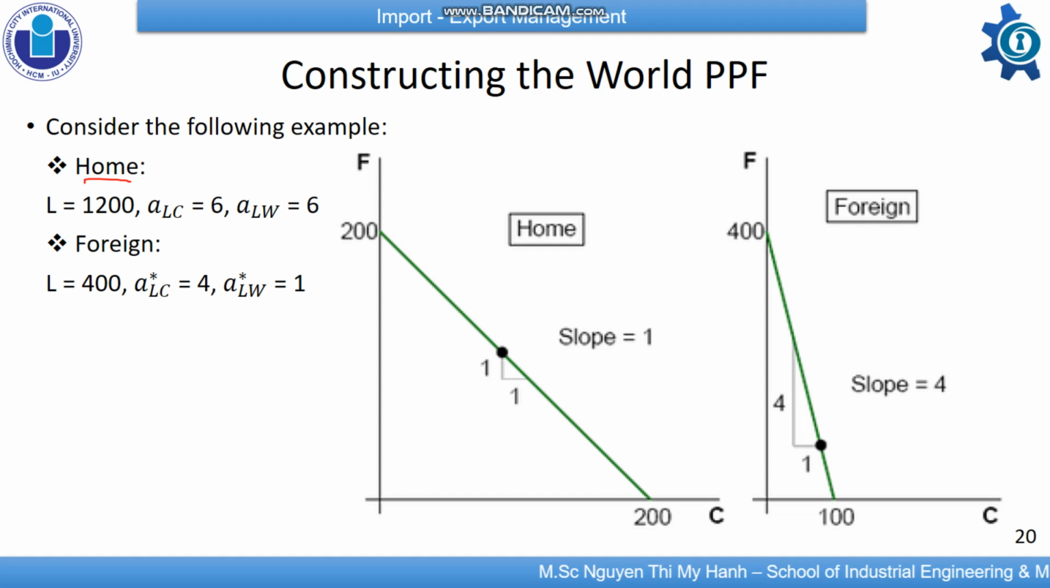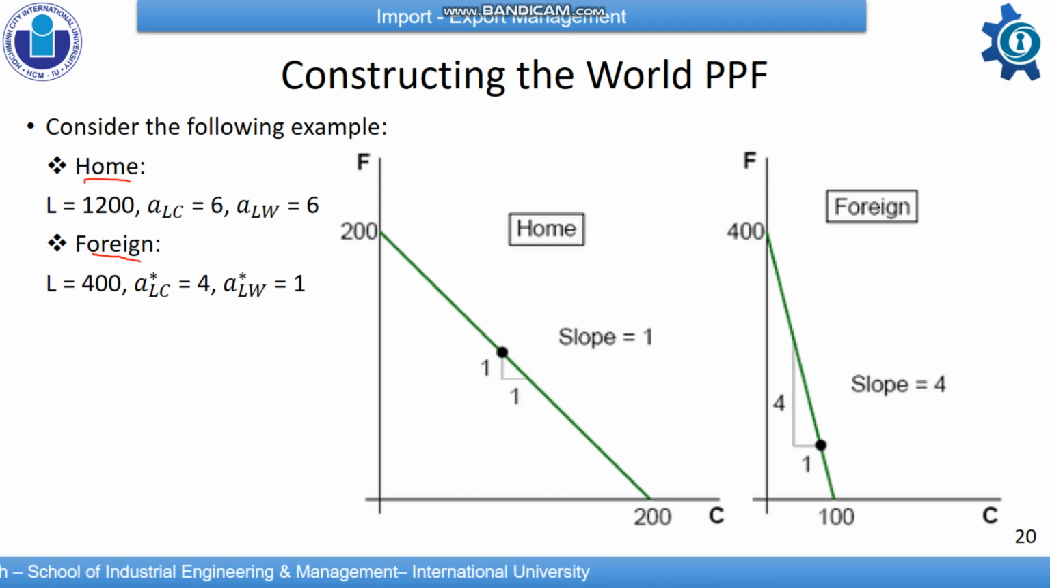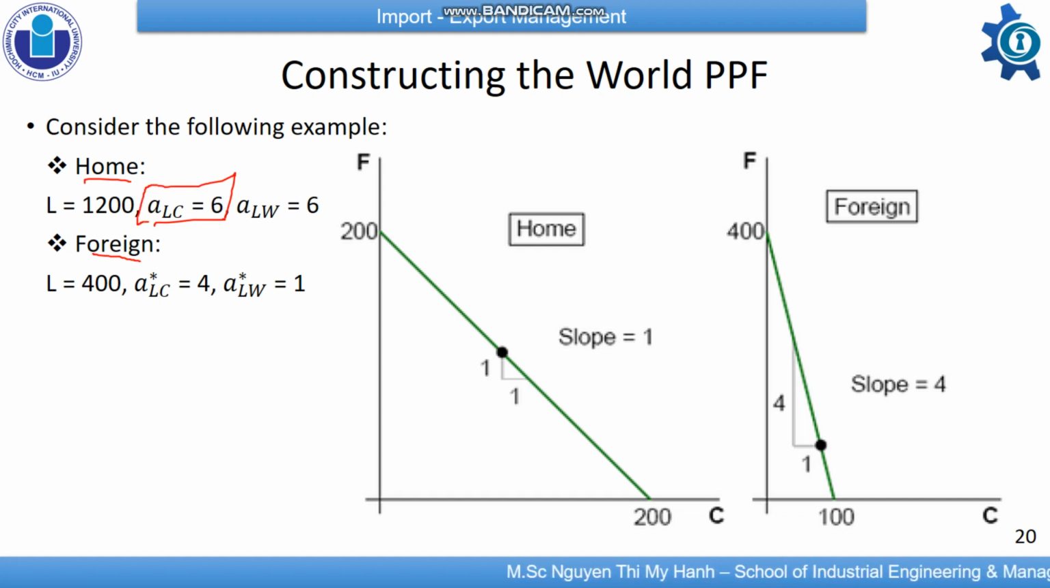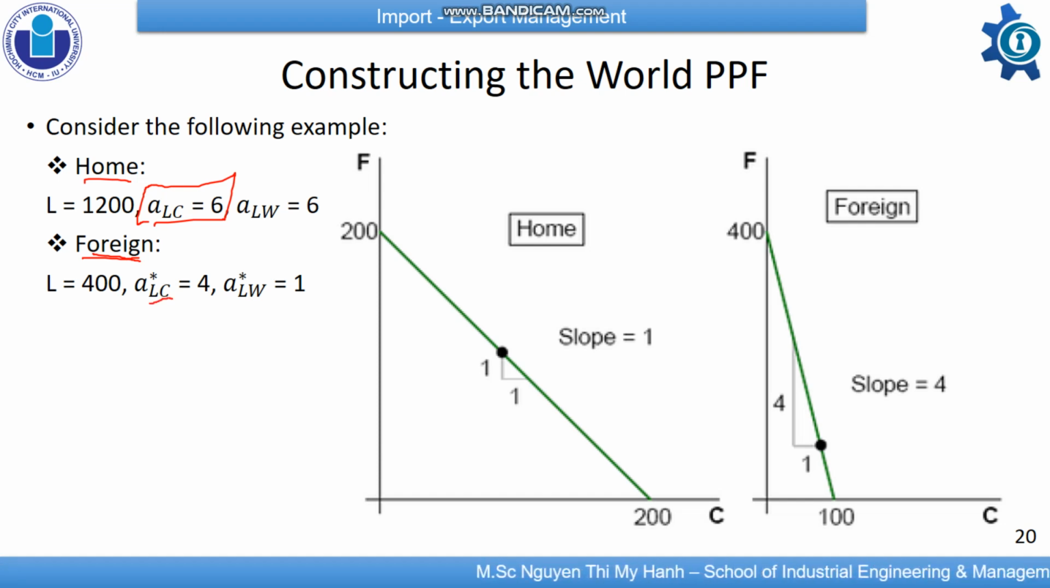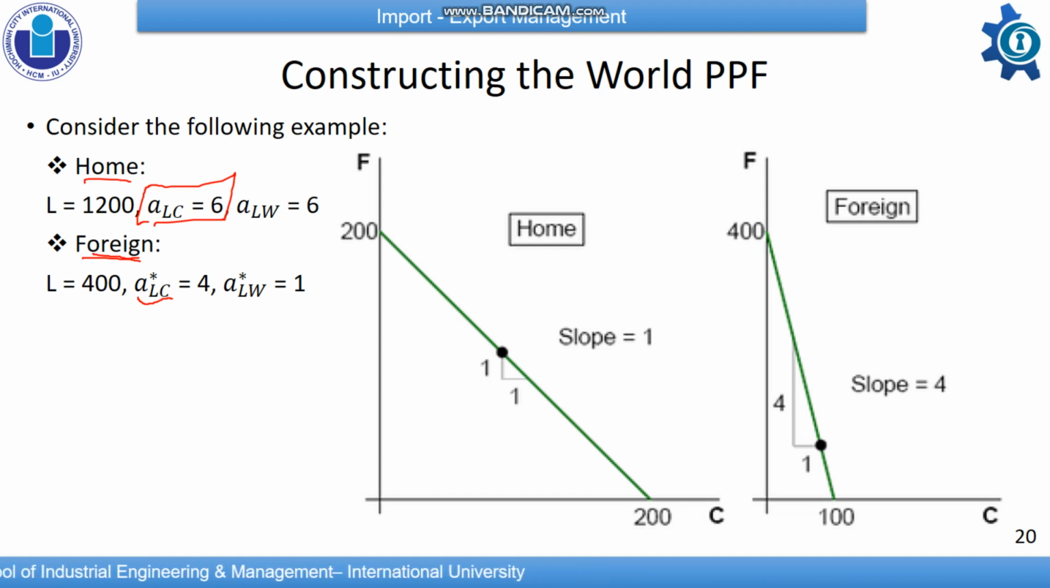We consider two countries, home and foreign. The limit on production, the labor limit, in the home country is 1200, and they need 6 hours to produce 1 pound of cheese, and they also need 6 hours to produce 1 gallon of wine. However, in the foreign country, the limit on production is 400, and they need 4 hours to produce 1 pound of cheese and 1 hour to produce 1 gallon of wine. So we can construct this PPF line for the home country, right?